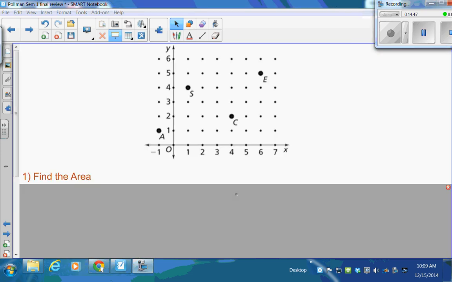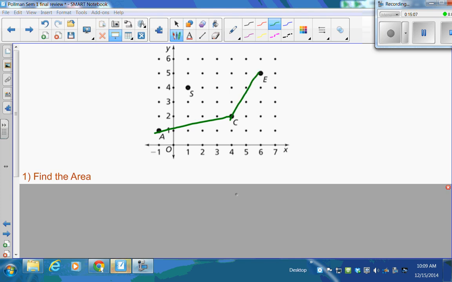Now, again, I'm going to take a little bit more time going through this one because it's a little bit more complicated. But this is the exact same problem from a previous test. This is a common thing teachers do, take problems off previous tests. And this was a hard one, and we had trouble with it, so I want to make sure we go back through it. I have a shape, and I have A to C, C to E, S to E, and A to S. And I have to find the area.